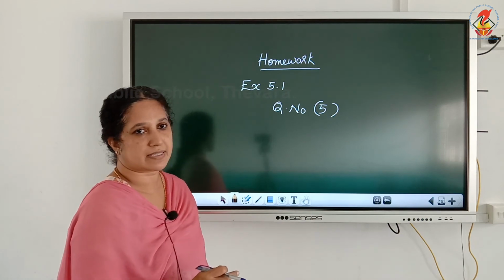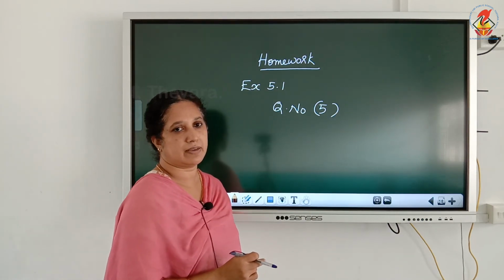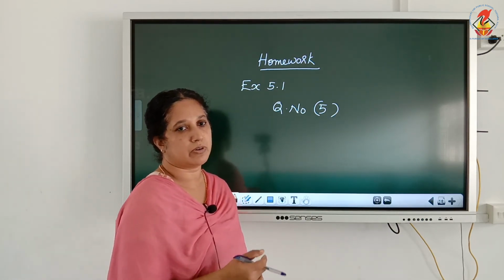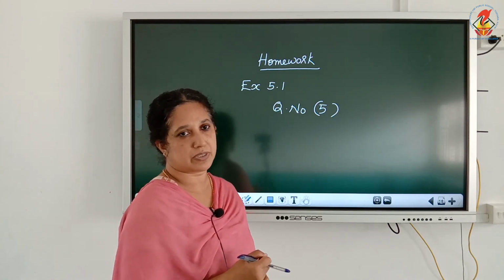Now homework: exercise 5.1, question number 5. A histogram is given in your textbook. You have to look at the histogram and answer the questions given.